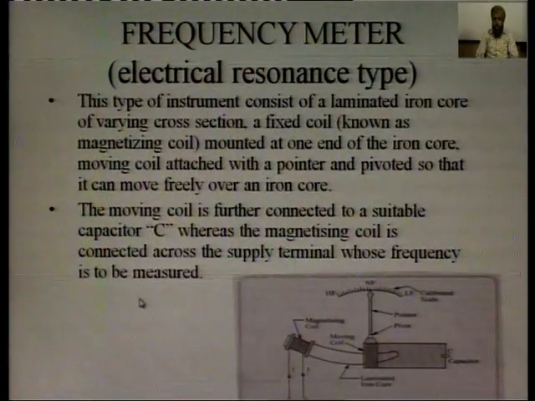This type of instrument consists of a laminated iron core of varying cross section, a fixed coil known as the magnetizing coil mounted at one end of the iron core, and a moving coil attached with a pointer and pivoted so that it can move freely over the iron core. The moving coil is further connected to a suitable capacitor C, whereas the magnetizing coil is connected across the supply terminals.